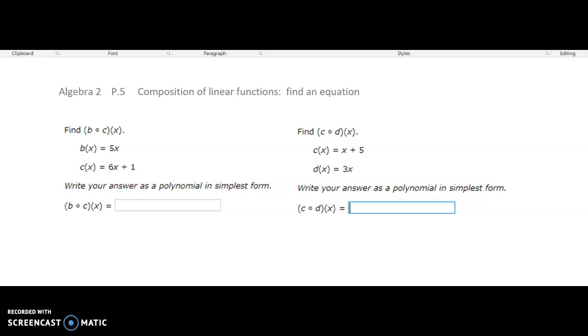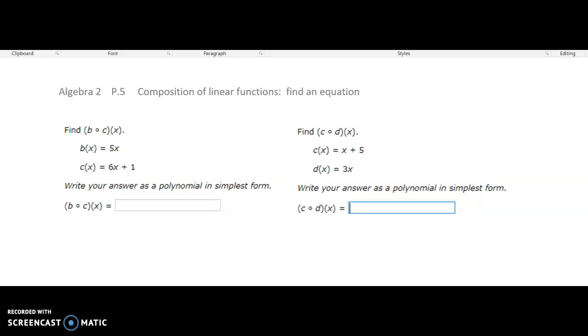Now on this lesson, P5, composition of linear functions, find an equation. Now that you've done P4, we're going to do P5. It's going to have the same concept, but we're not going to be getting a value. We're not going to be finding one number. We're going to be finding an equation.